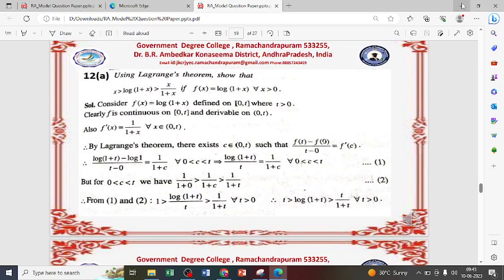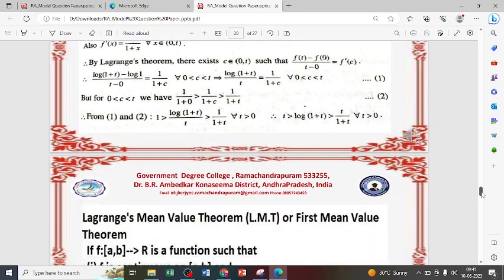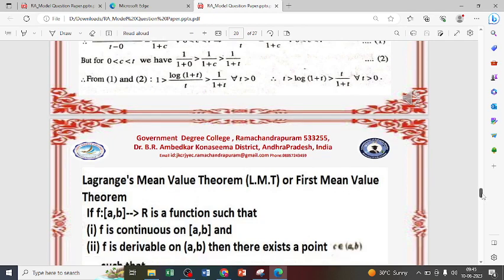Using Lagrange's theorem, show that x is greater than log(1 + x), which is greater than x/(1 + x), if f(x) = log(1 + x) for all x greater than 0. So we are asked to prove this statement using Lagrange's theorem. Before starting the solution, let us see what is meant by Lagrange's mean value theorem.